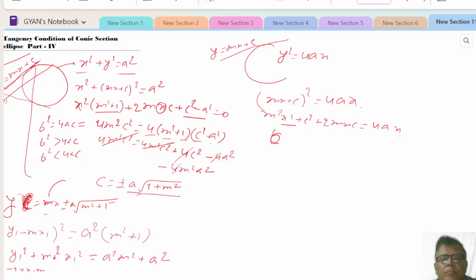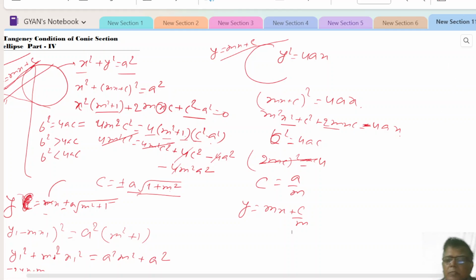So we'll solve this. Then we'll get b square minus 4ac, or b square is equal to 4ac. What is b? b is 2mc minus 4a, the whole square. b square is equal to 4ac. You solve it. You will get c is equal to a by m. So the equation will be y is equal to mx plus a by m.